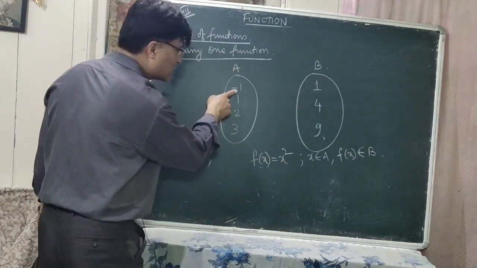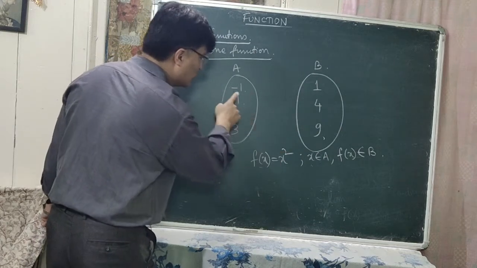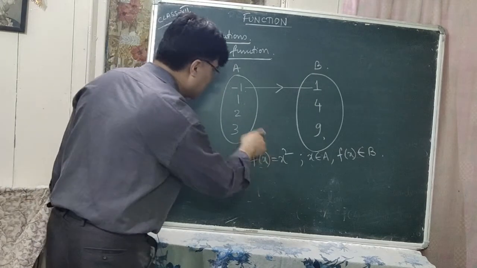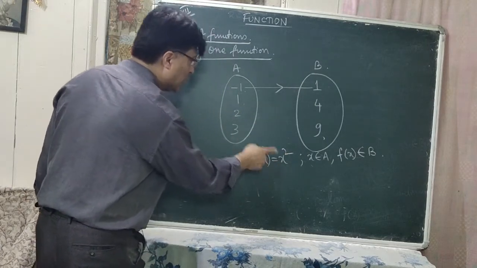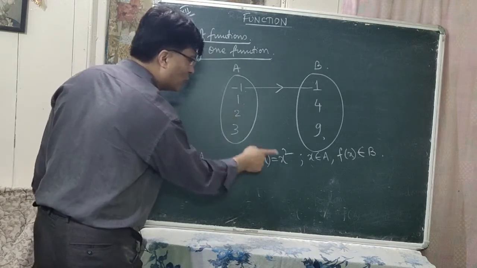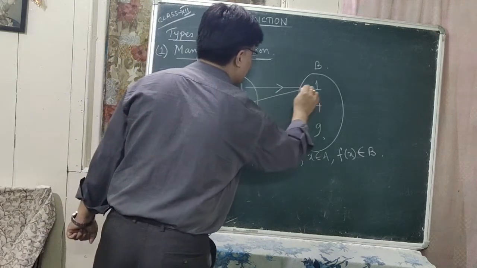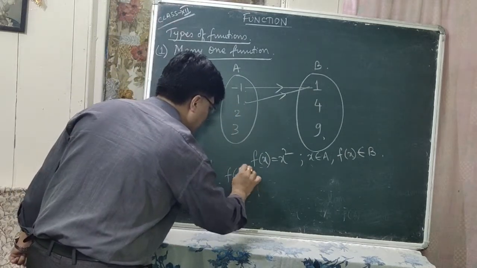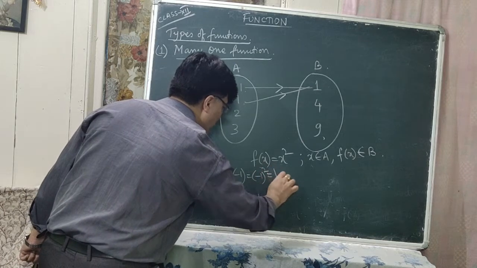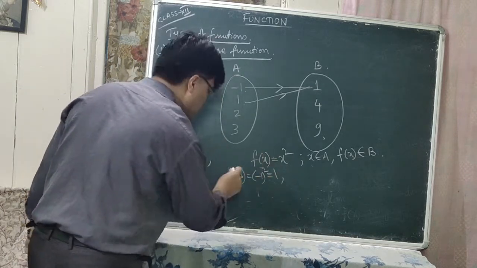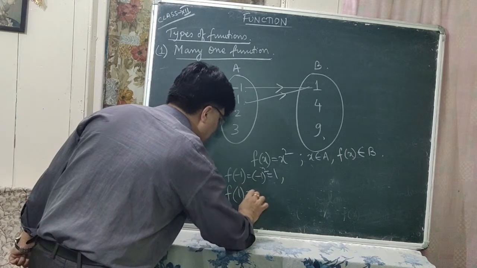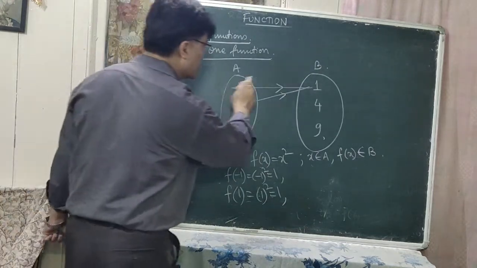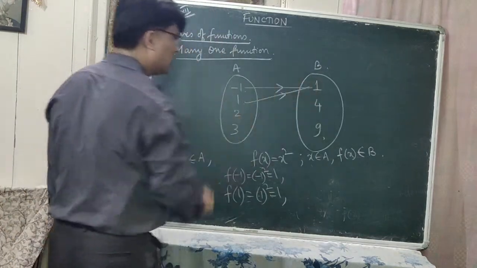If you put x is equal to minus 1, minus 1 whole square is 1. This minus 1 is related to 1. Next, if you put x is equal to 1, what is 1 whole square? That is your 1, isn't it? Is that clear? That is, f of minus 1 is equal to minus 1 whole square, which is equal to 1, from this relation. So f of 1 is equal to 1 whole square, which is equal to 1. That is, minus 1 is related to 1. Again, 1 is related with 1.